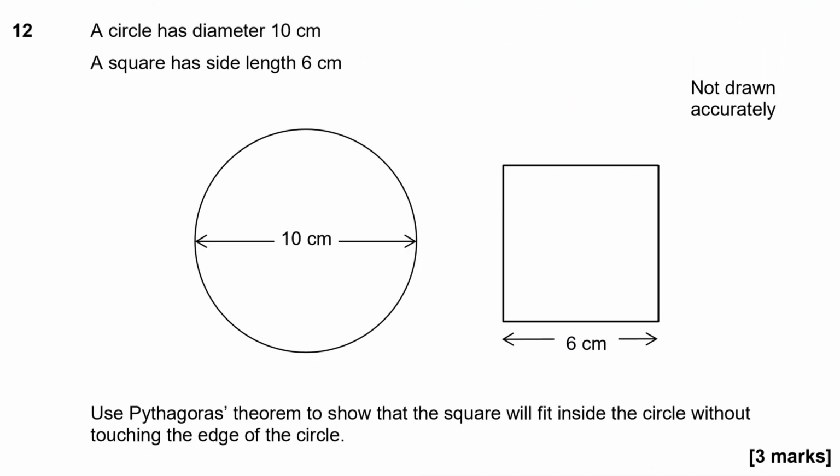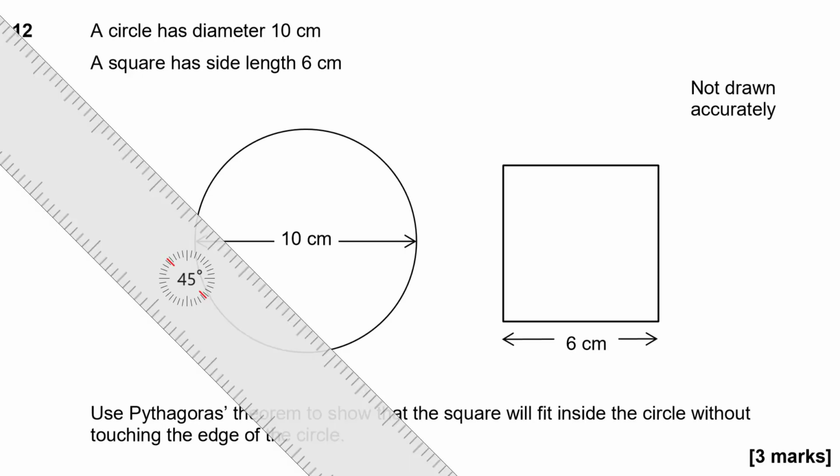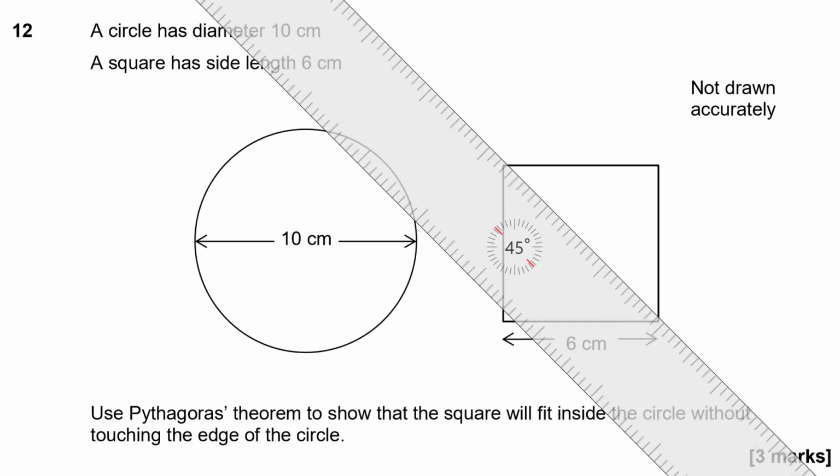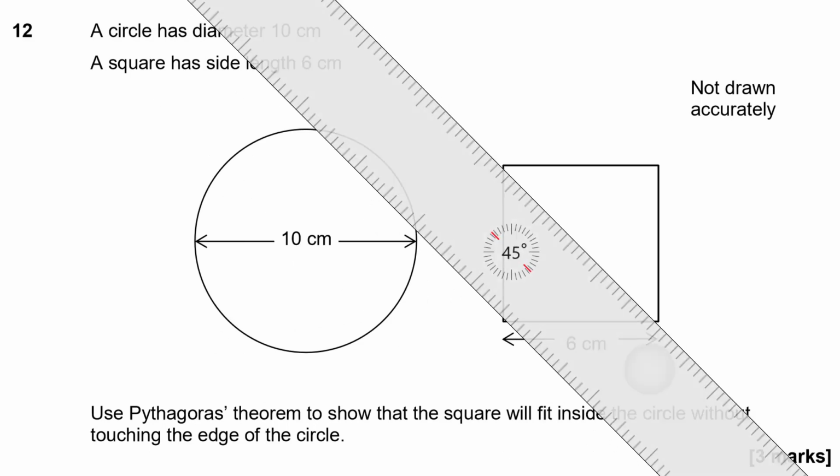A circle has diameter of 10 centimeters and a square has side length 6 centimeters. Use Pythagoras theorem to show that the square will fit inside the circle without touching the edge of the circle. Now, a square is going to be longest along its diagonal, this distance here. So let's just add that line in.